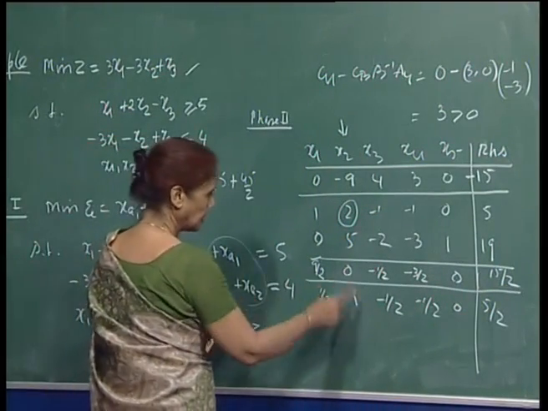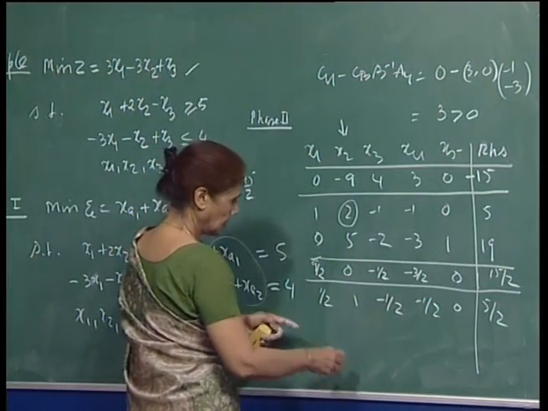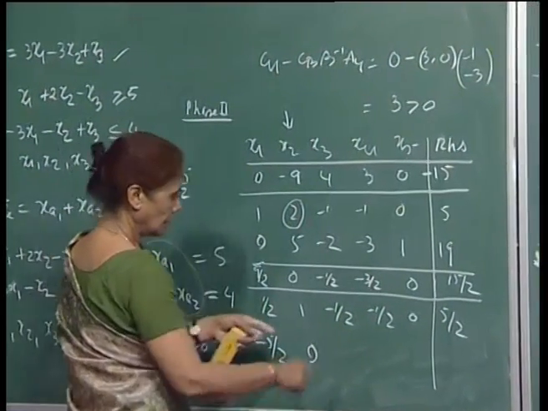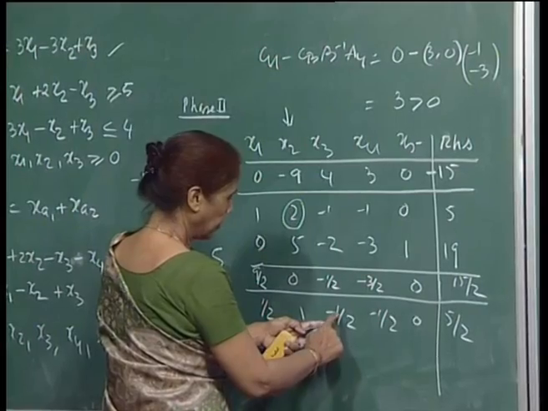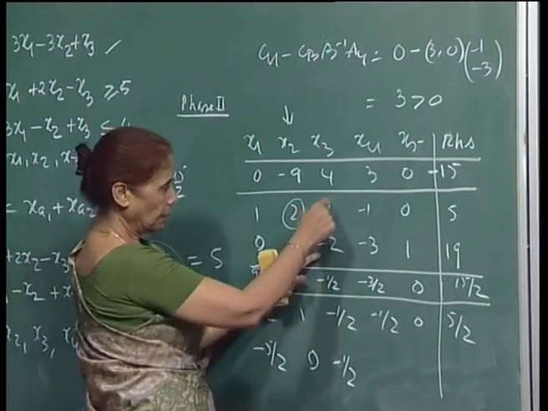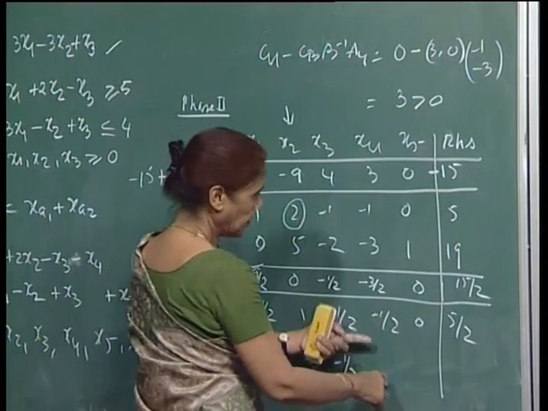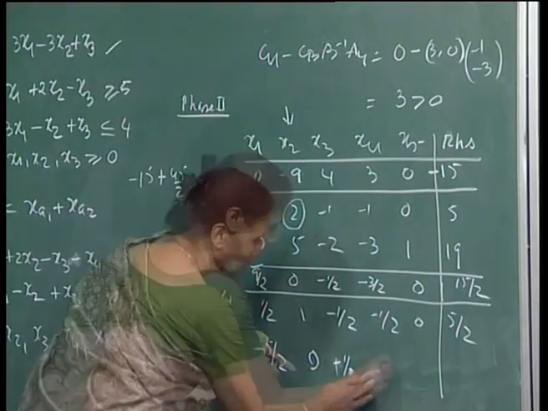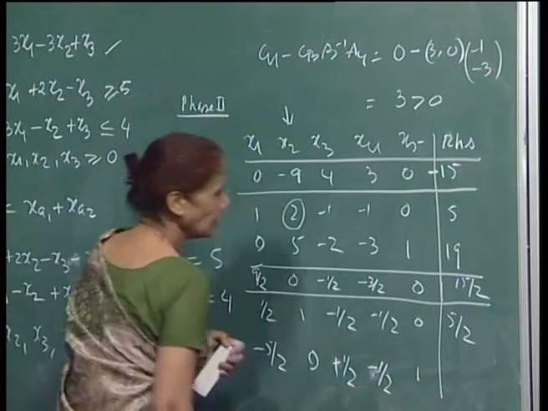And now I want to make a 0 here, so 5 times this you have to subtract. So this becomes minus 5 by 2, 0. Five times you have to subtract, so plus 5 by 2 and minus 2. Minus 2 and plus 5 by 2, right. Then plus 5 by 2 and minus 3. So that will be minus, this is half, okay. And this remains as 1.